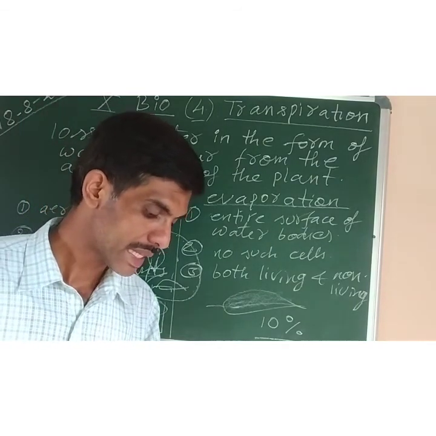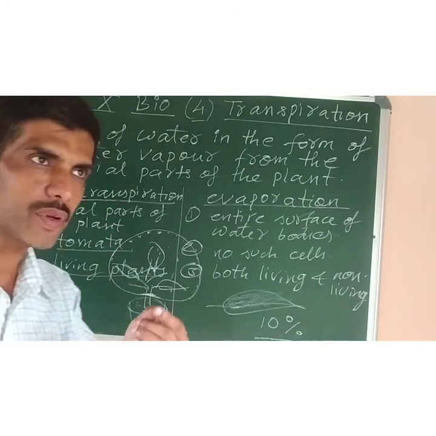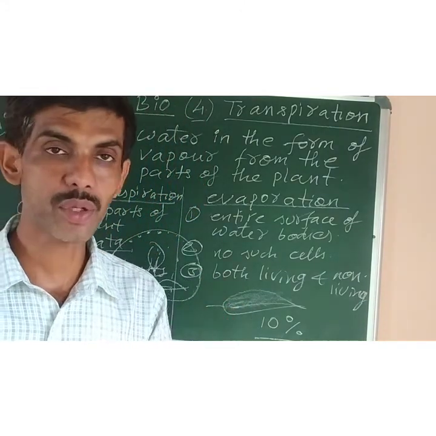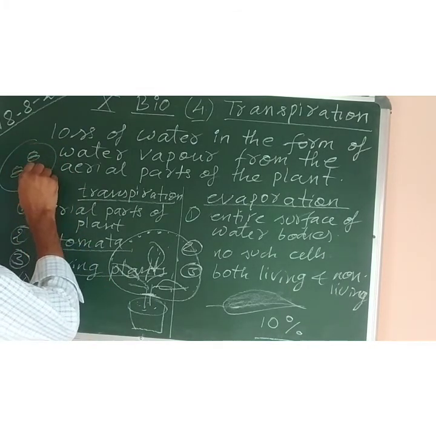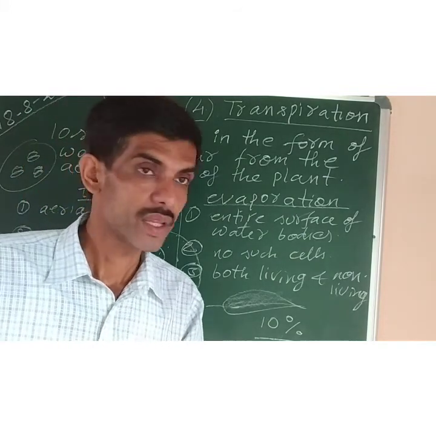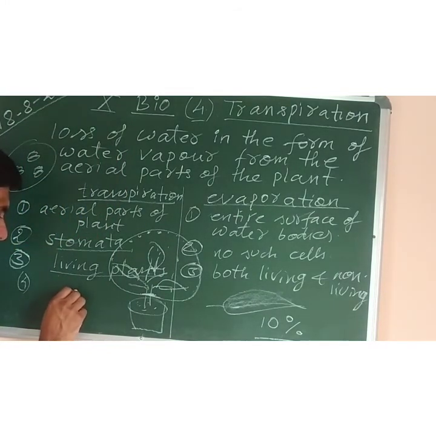The last one is stomatal transpiration. If you take a thin peel of leaf on a glass slide and observe it under the microscope, you will find that many stomata are present. Bodies like this you will find in the microscope. They are the stomata, and each stoma consists of an opening called the stomatal pore, and it has two bean-shaped or kidney-shaped guard cells. So these two are the guard cells.